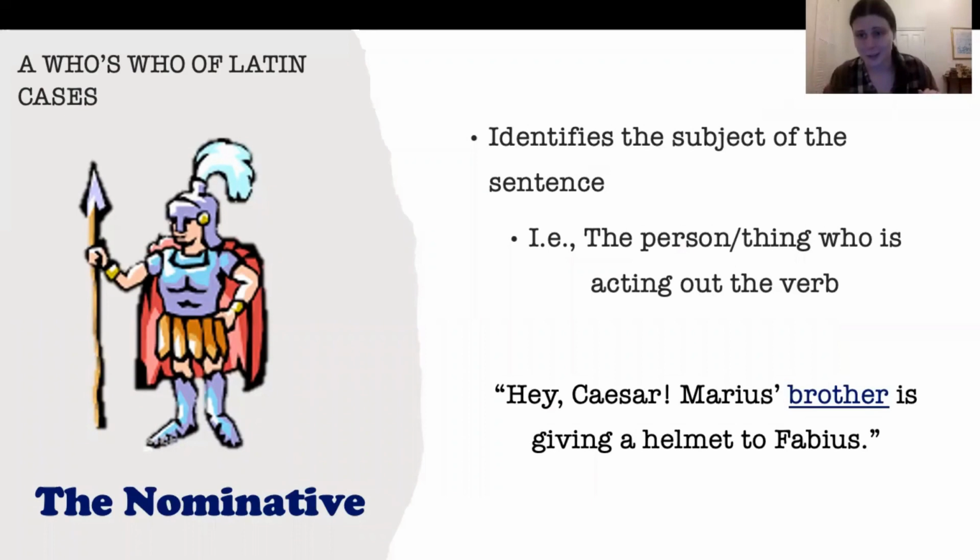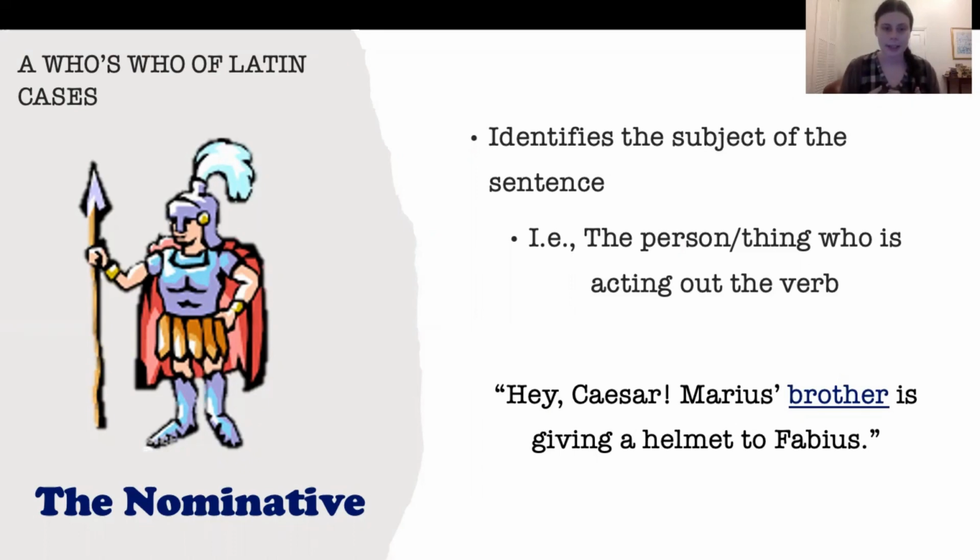And the nominative is usually pretty easy for English speakers to wrap their head around because it identifies the subject of the sentence, which is what we were just talking about. So the person or thing who is acting out the verb. So in the previous sentence, Claudia amet panem, Claudia is in the nominative because she's the one doing the verb.